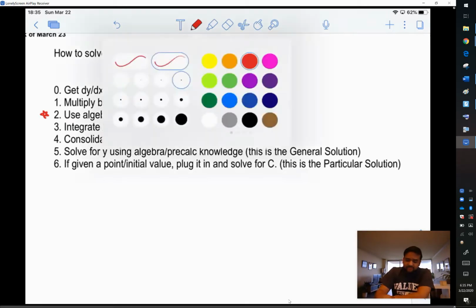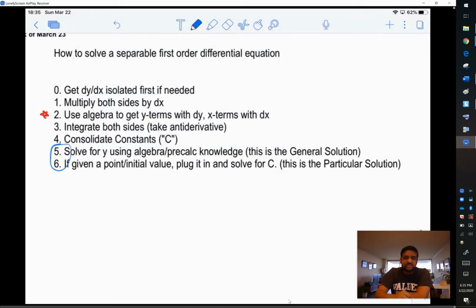At this point, you have a couple of options. These steps can actually be switched. You could, at this point, start to solve for y and get y totally by itself with a c in it somewhere. Or you could use additional information if given, like a point to pass through, called an initial value, plug it into your equation, find c, and then turn around and solve for y. So the order of these steps could vary. When you have not solved for c, that's called the general solution. And when you have solved for c and plugged it in, that's called the particular solution. So these last two steps are also quite important.